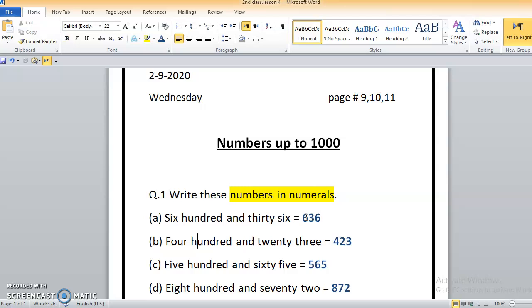Now the second one is 420, so I will write 4 for the hundreds. When 2 comes in the tens position, it becomes 20, so it's 20. And 3 is the last number.